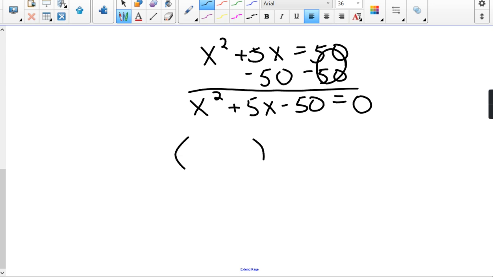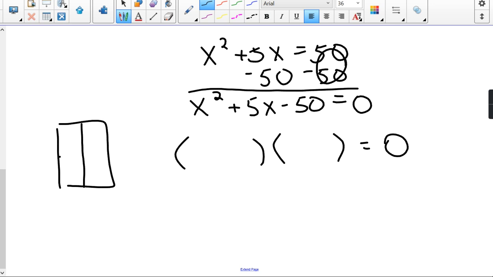And then trying to factor this, we are trying to come up with two binomials that we could multiply to get x squared plus 5x minus 50. So we know that to get x squared, we multiply x times x, and then we have negative 50. Two factors of 50 are 10 and 5. If I multiply 10 times 5, I would get positive 50. I want to get negative 50, so one of those has to be negative.